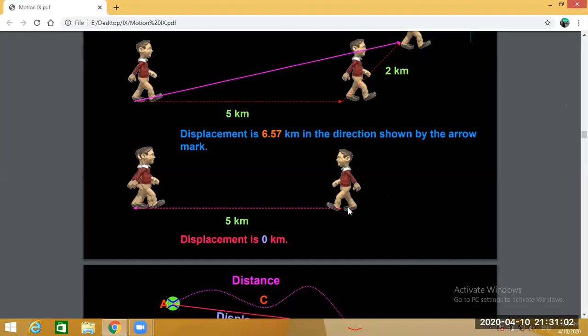So plus 5 kilometers plus minus 5 kilometers equal to 0. So total displacement is 0. So in case of displacement, if a person starts from one point and goes somewhere in a straight line and returns back to that point, then his displacement will be 0. But distance is not 0.